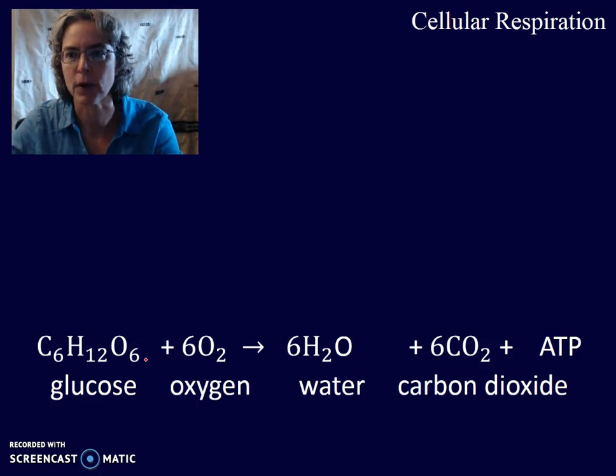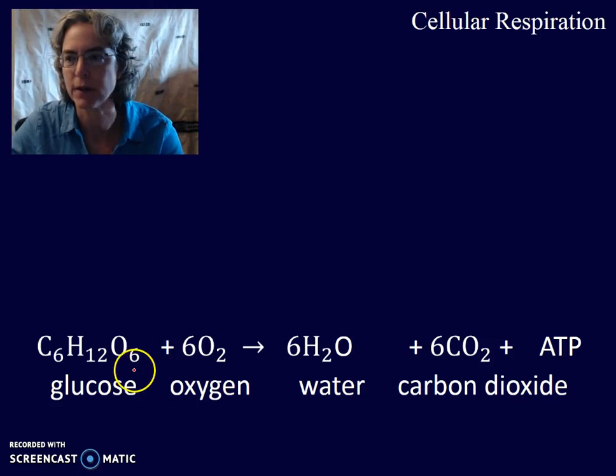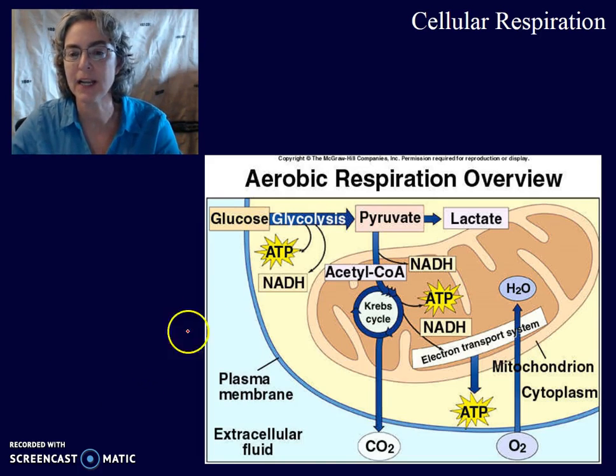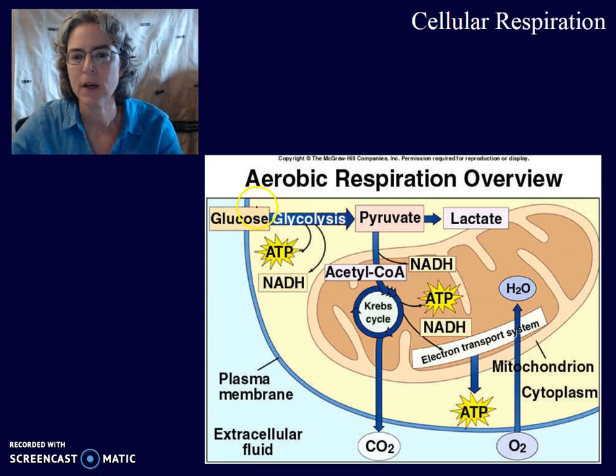Okay, here's our chemical equation again for cellular respiration. This is going on in the cell. So here is the glucose that came from plants, goes into glycolysis, the stage of glycolysis, and you get pyruvate. So this is stage 1, glycolysis.